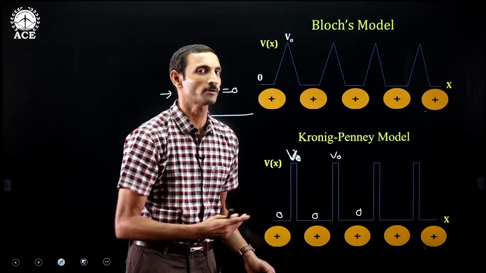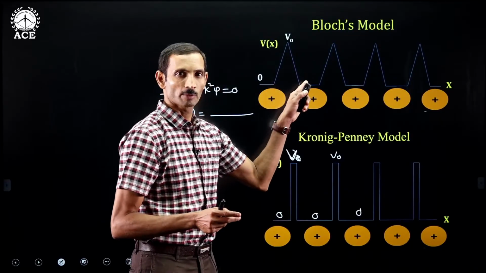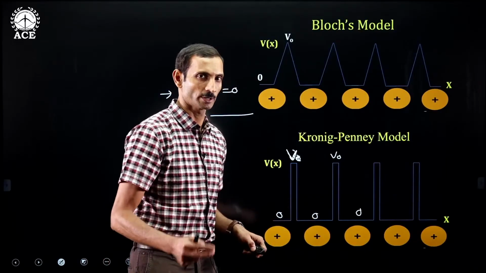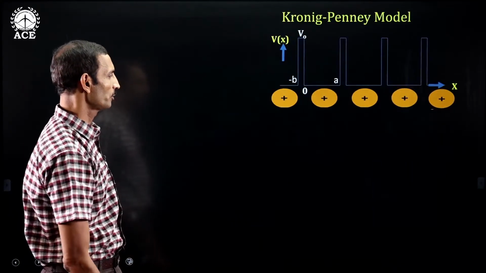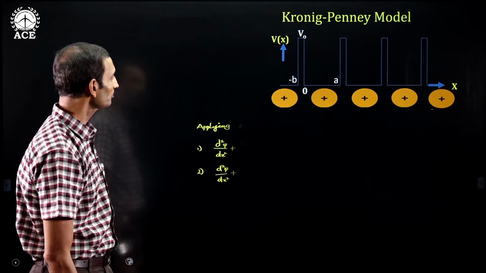So we should really thank Kronig-Penny for reducing the complexity of the Bloch model predicted by him to that of only 2 particular solutions or 2 particular equations. What do we get out of these solutions? Why are we doing all this? So now I am going to explain the Kronig-Penny model.